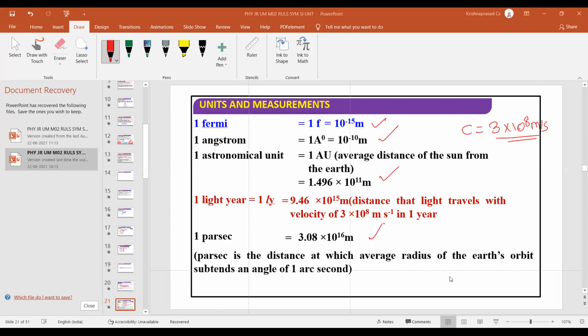Any doubts up to this? No, sir. Sir, light year is just a distance, not speed, sir. Yes, it is the total distance traveled. Never confuse it with speed. I'll simply tell you again, here also the 3 multiplied by 10 to the power 8 meters per second means that in a second light will travel this much distance. That is what is actually meant by this.